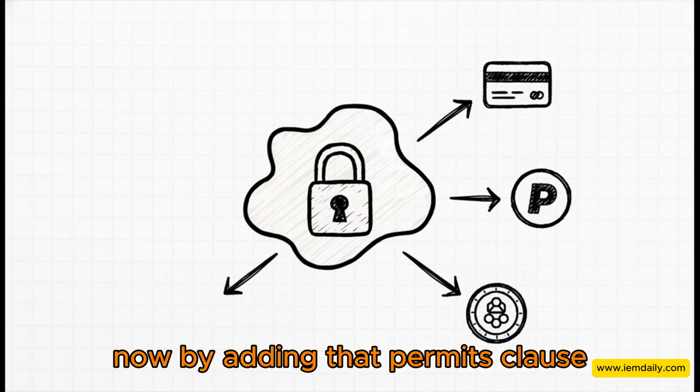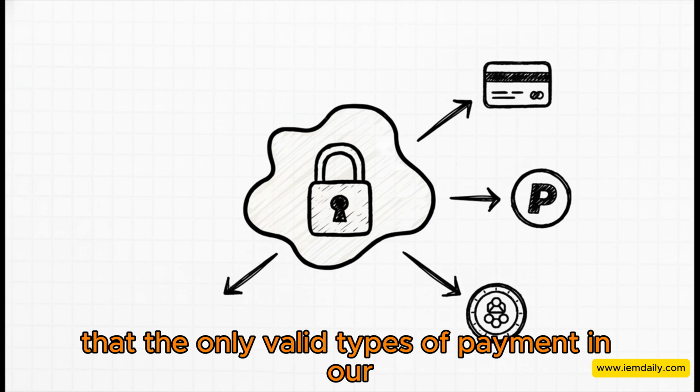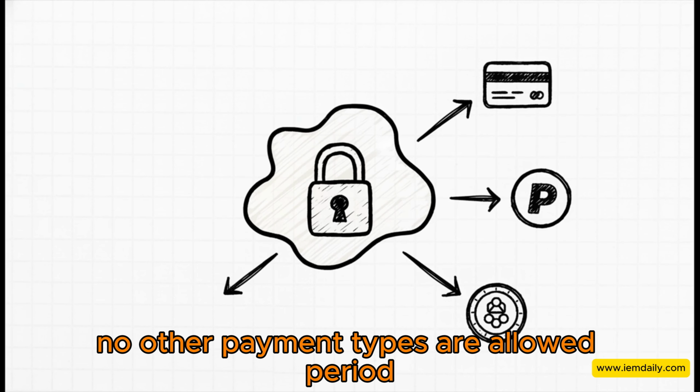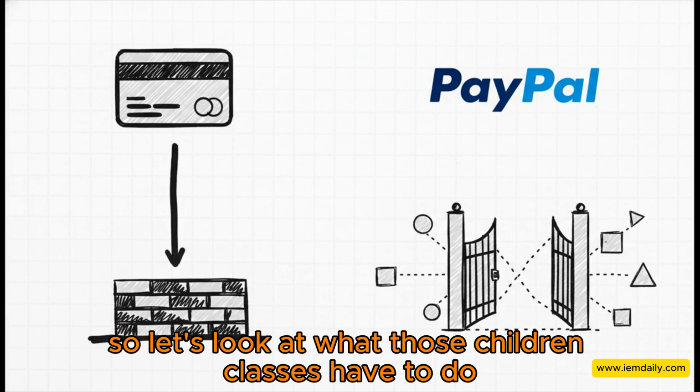Now, by adding that permits clause, we're telling the Java compiler that the only valid types of payment in our entire system are CreditCard, PayPal, and Crypto. That's it. No other payment types are allowed, period. So let's look at what those children classes have to do.